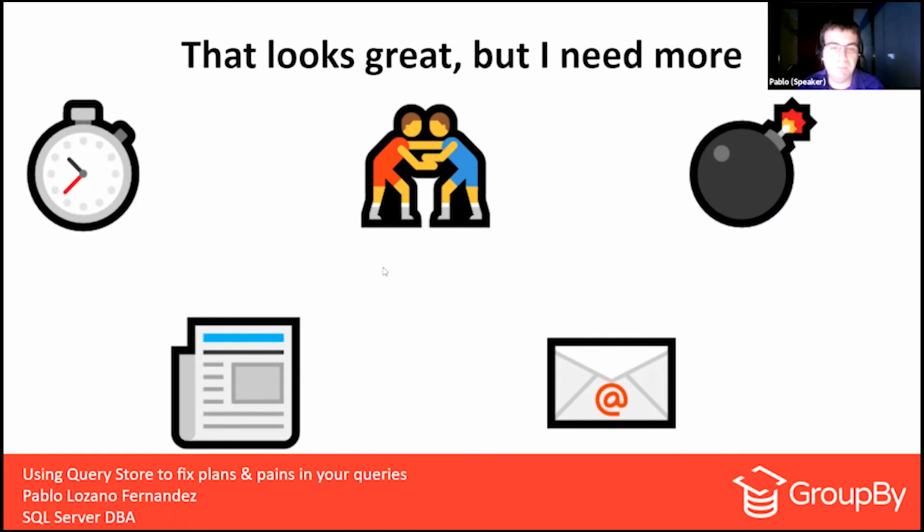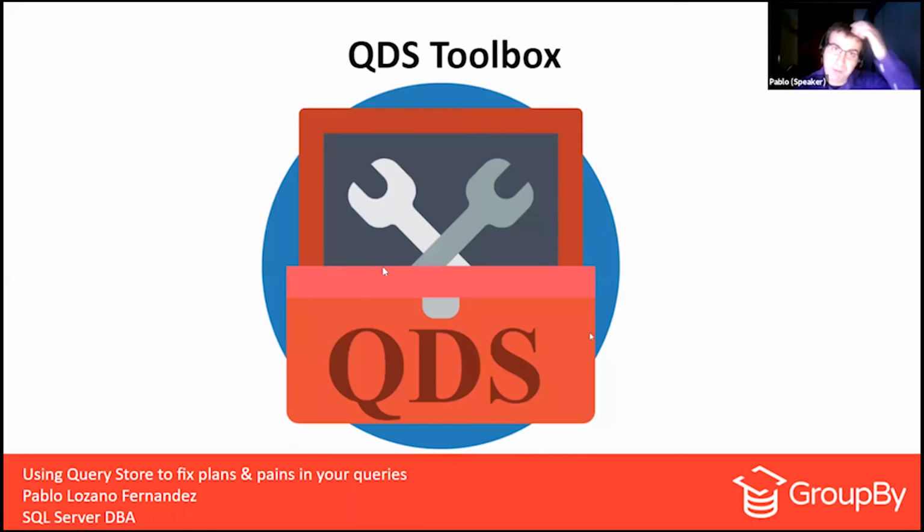And for that, we have this. The QDS Toolbox is a collection of open source tools developed to ease the management of query store. It's built on top of query store tables and views. Some of the components also use stored procedures for query store, and it's able to generate highly customizable reports. And as an additional feature, it can also store those reports for later consumption. We're going to see a demonstration of how these tools compare to the reports that query store has.